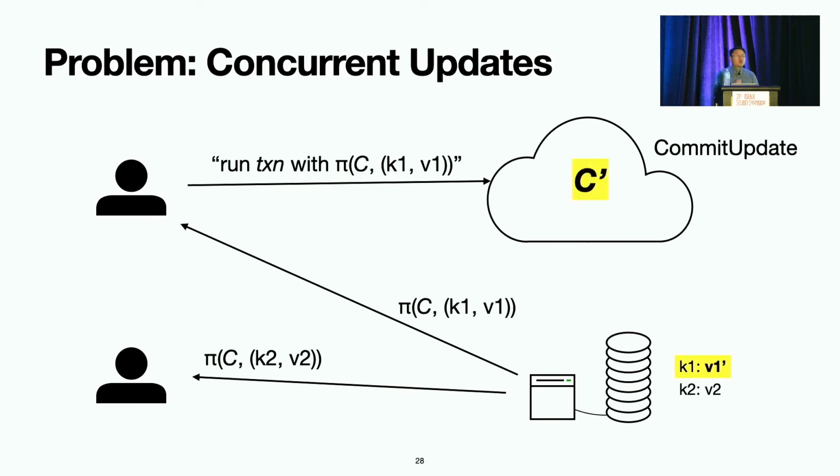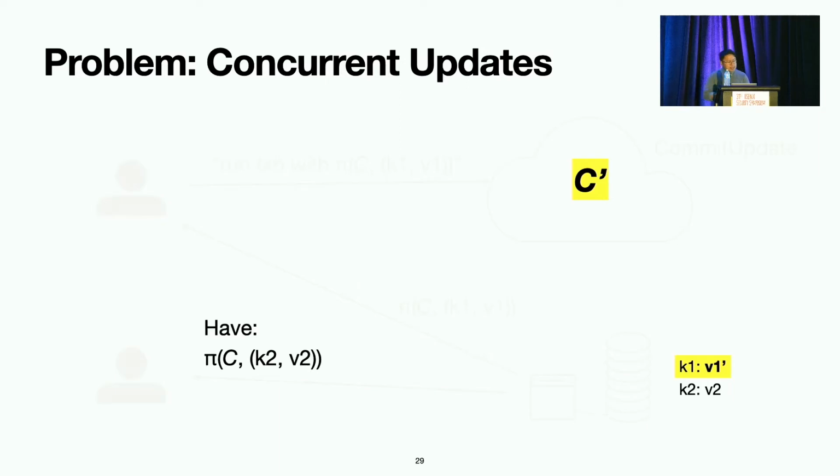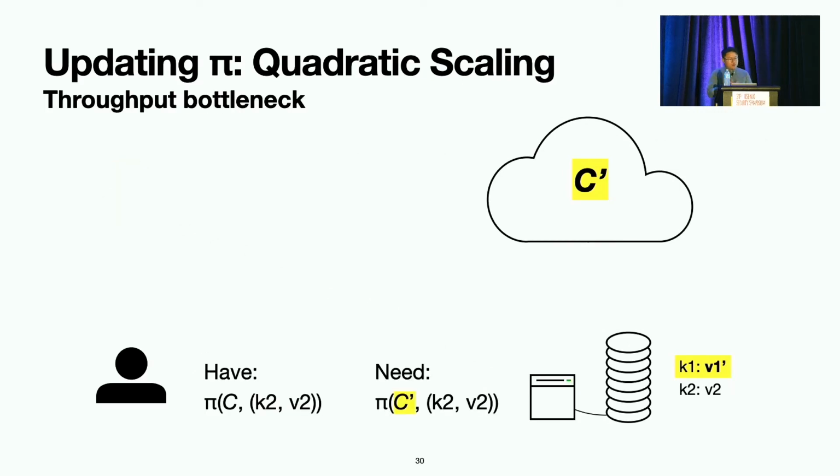When the validators execute the transaction from the first user, the commitment will update to C prime using the commit update operation. And the problem is that the second client will have an old proof against the commitment C. It can't be verified against C prime. So with the interface I gave you, one thought is maybe we can update pi so that we can verify it against the new C prime.